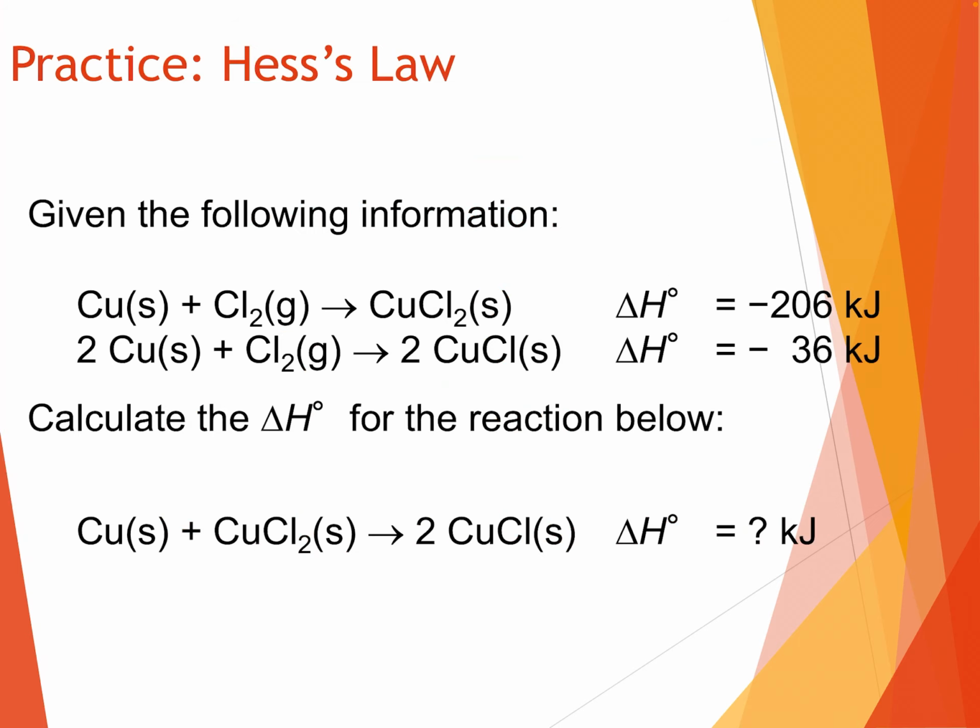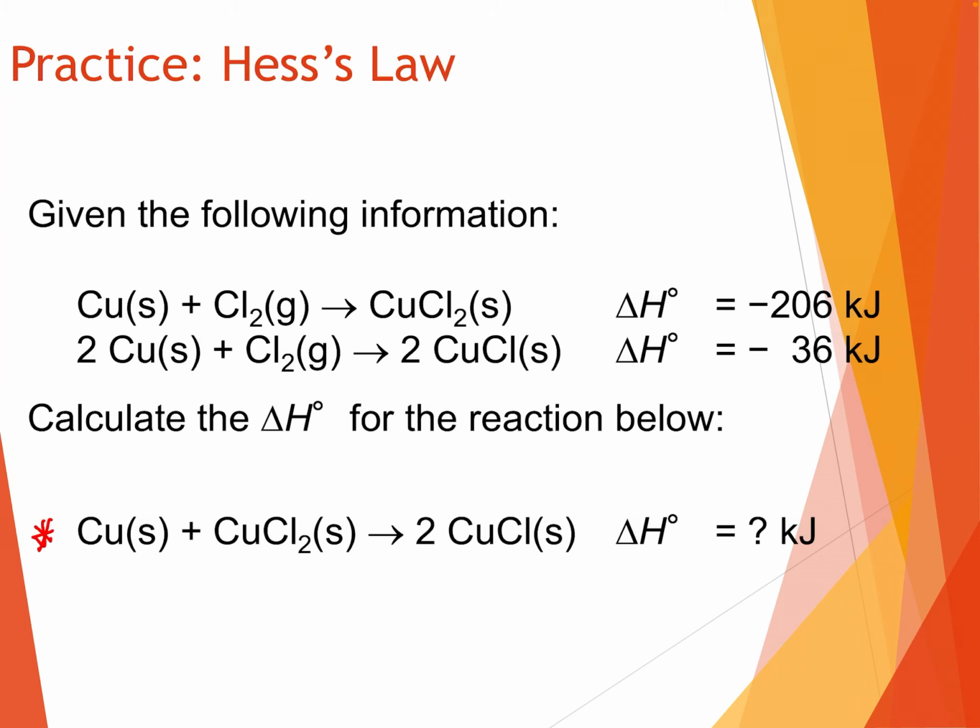Let's try another one. This says, given the following information, calculate delta H for the reaction below. So these are our two sub-reactions here, and then we need to figure out what would be our delta H value when we manipulate them and add it all together for this overall reaction down here. If you'd like to, go ahead and pause here and try to do the problem yourself. Once you've tried it out and you're ready to see the answer, come back and I will show you.